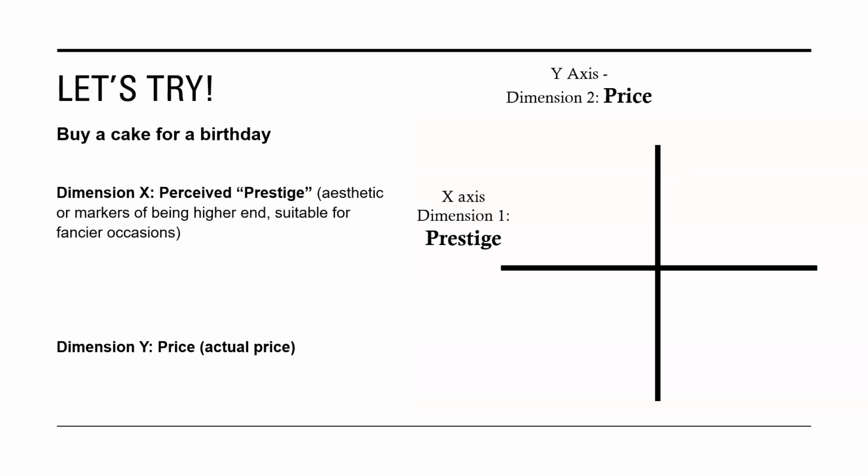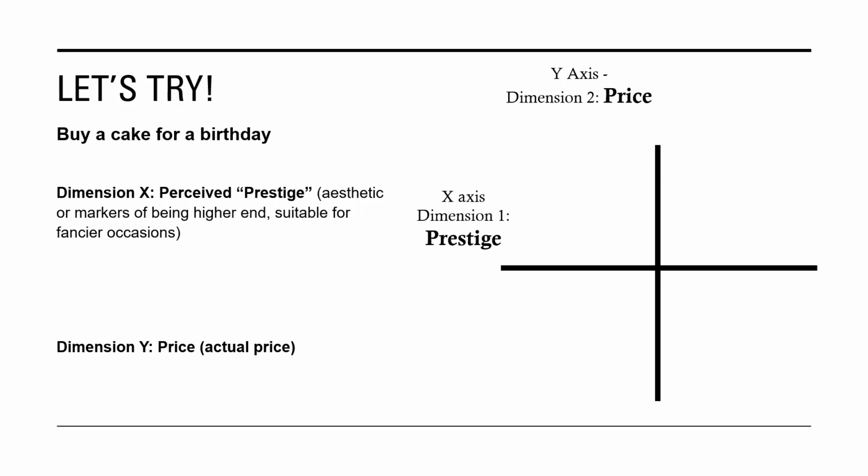Now, I want you to try. Or rather, you'll be trying on your own completely, but let's go for another example first. So let's say I'm buying a cake for a birthday. In this case, this consumer or consumer group is concerned with both the price and what we will call prestige for this example.